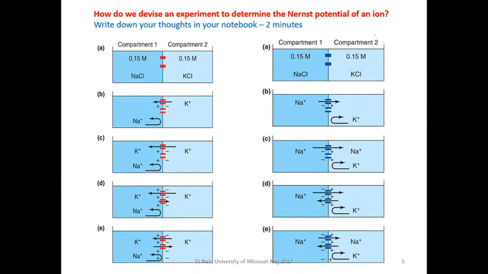So what happens starting at time t equals 0? What will happen is K plus will start moving from the right side to the left side through the semi-permeable membrane, as shown in schematic panel B.